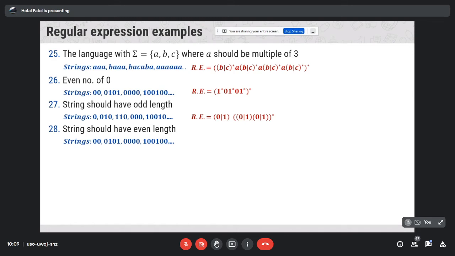So allowed strings here: 00, 11, that is available. So look at here. It's a multiple of 2. Right.